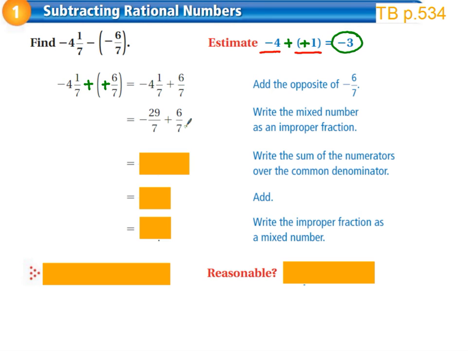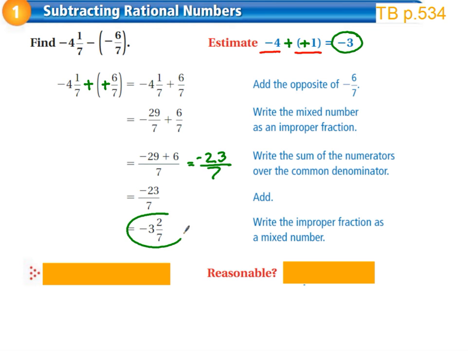The choice is yours. But if I have negative 29/7, I need to subtract 6/7. That's going to leave me with negative 23 over 7. And then I need to divide to simplify it. 23 divided by 7 is going to give me 3 with 2/7 left over, and I keep the negative sign.